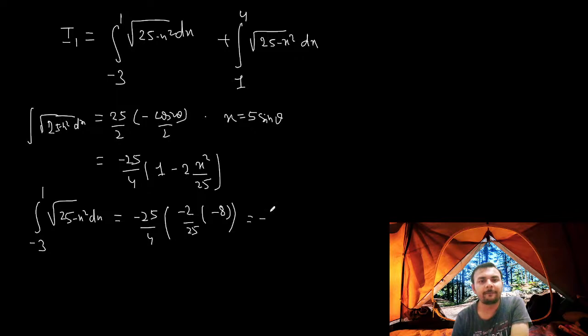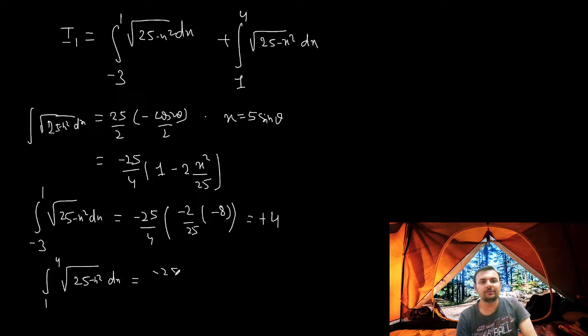Minus 4. So we are taking area, which is positive, plus 1 to 4 root under 25 minus x square dx. It is again minus 25 by 4, minus 2 by 25, 16 minus 1, 15.